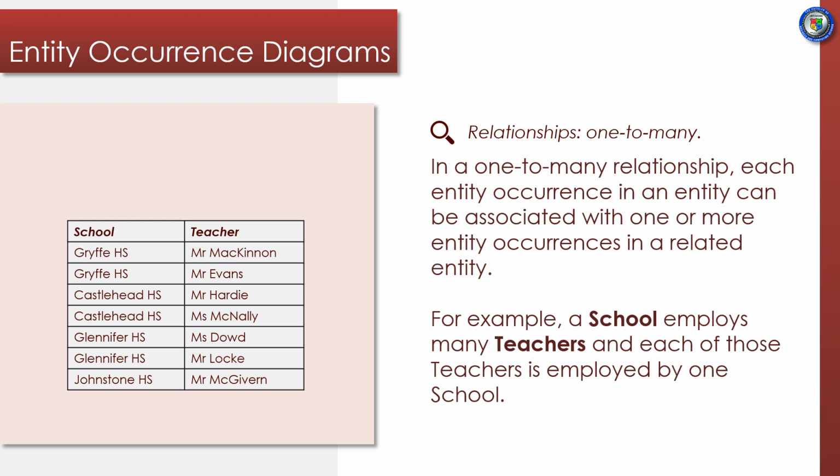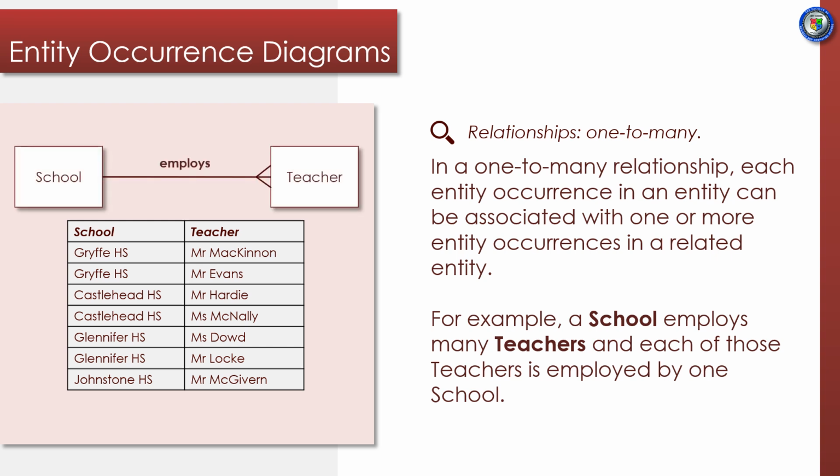We'll now look at our second type of relationship, a one-to-many relationship. In this type of relationship, each entity occurrence in an entity can be associated with one or more entity occurrences in a related entity. For example, a school employs many teachers, and each of those teachers is employed by one school.